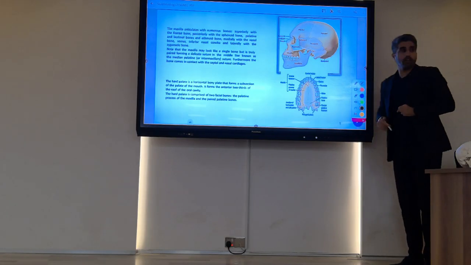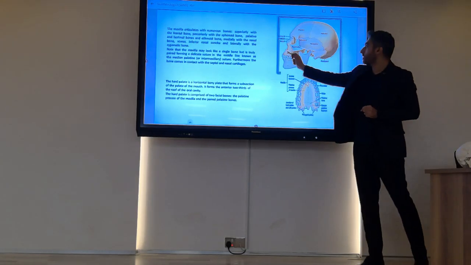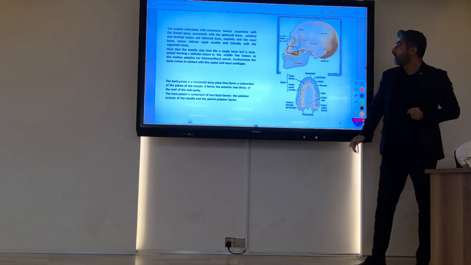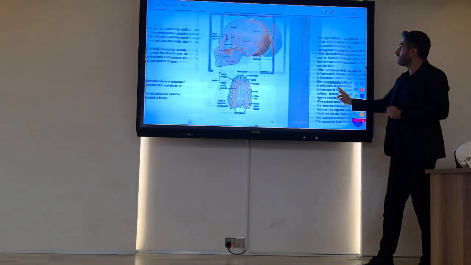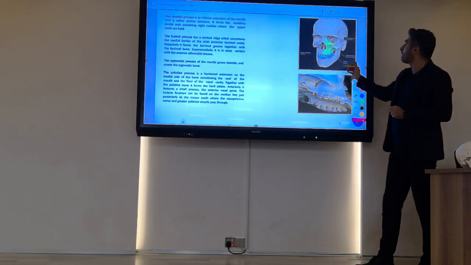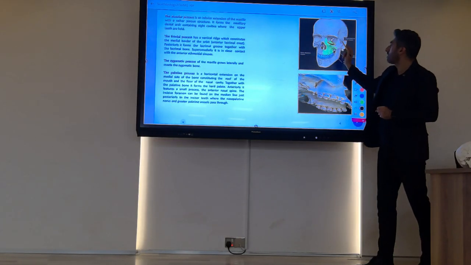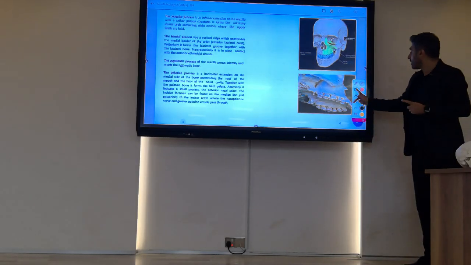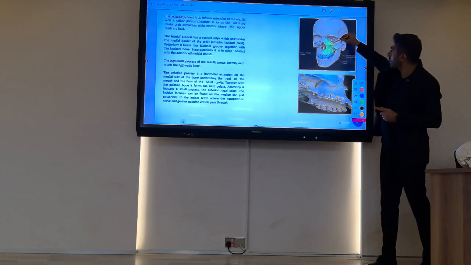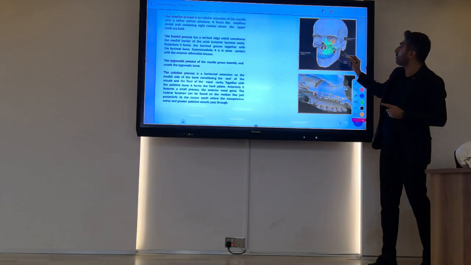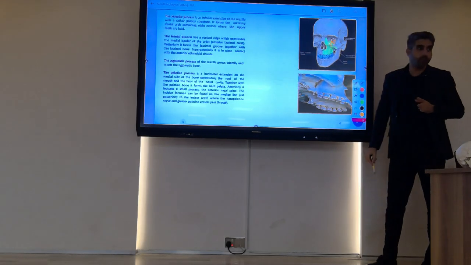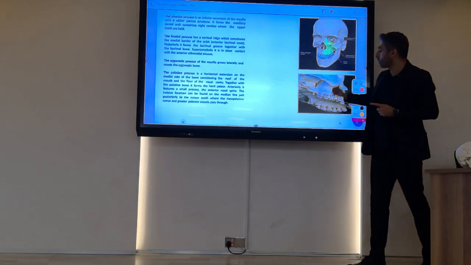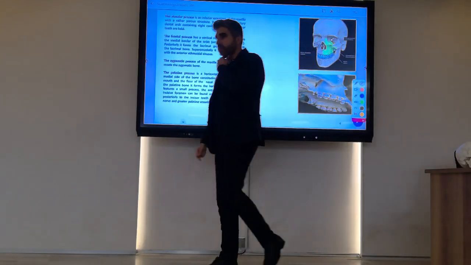Look at the body of maxilla. Body of maxilla is here. The sinus is here. Body of maxilla, as you can see, is the floor of the orbital cavity. Look at the maxilla. Body of maxilla is floor of the orbital cavity. And I told you, inferior orbital fissure is here between greater wing of sphenoid and maxillary bone. This is where the fissure is located.